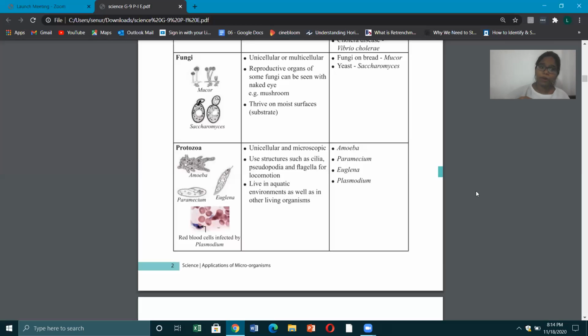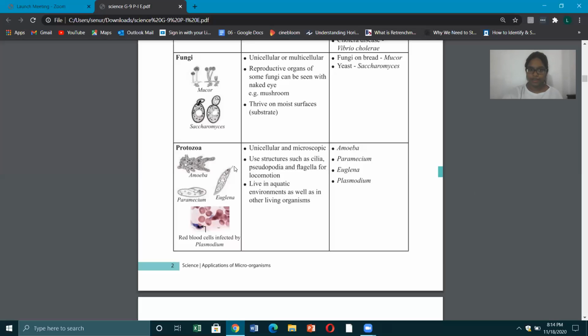And pseudopodia: the word pseudo means fake, and pods means legs. So pseudopodia means fake legs. They don't have legs like we do, but they have fake legs. Now, if you take this amoeba, you can see there seem to be legs, but they are not legs. Those are what we call pseudopods. So with the use of these, they locomote.